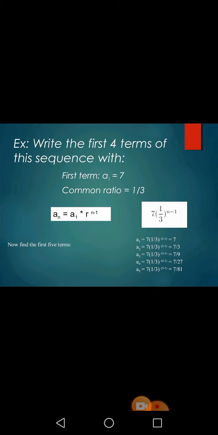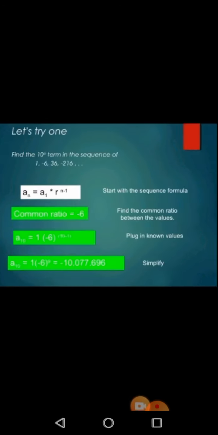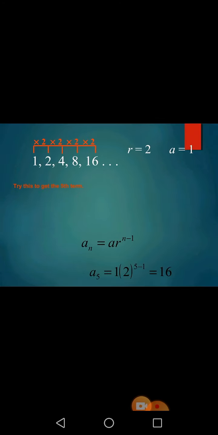Going to the third example here. Write the first four terms of the sequence, as we solved. Yes, we solved this before. Look over here: 1, 2, 4, 8, 16. He wants the fifth term.